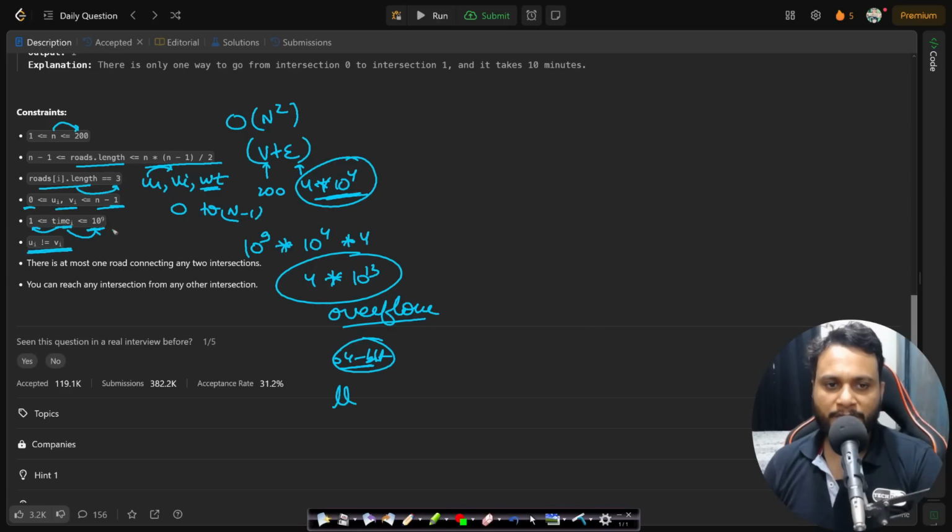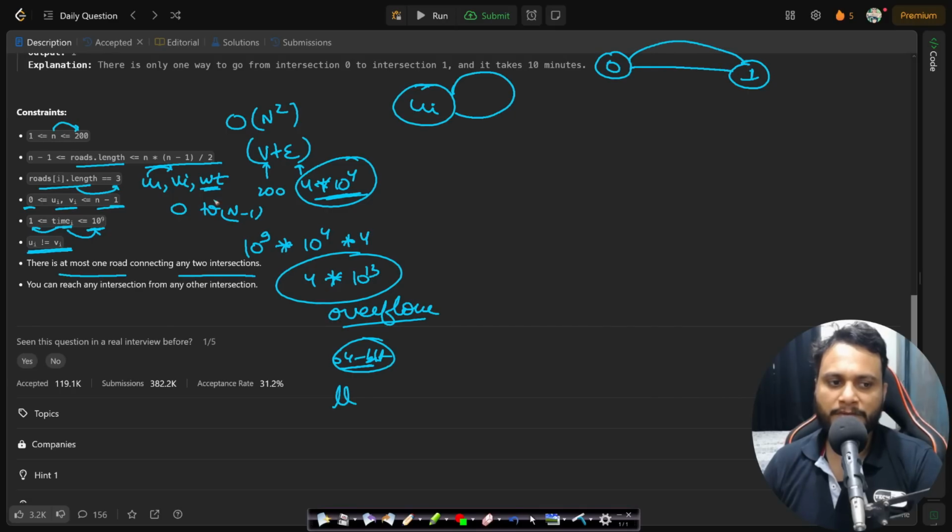ui is not equal to vi. This means that there is no self loop. That means if there is a node ui, there is no edge starting and ending at the same node. That is not happening. There is at most one road connecting any two intersections. This means that if there is an intersection 0 and 1, then there will be exactly one road in between them. There cannot be multiple roads. The meaning of this statement is there are no parallel edges.